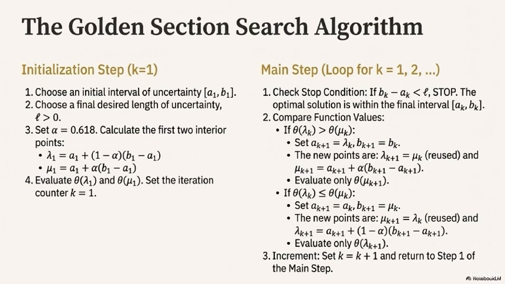First, we set our boundaries and choose a tolerance level, which is our final desired length of uncertainty. We set our magic ratio, alpha, to 0.618 and calculate our first two internal test points using the relations shown here. Phase 2, the main loop.